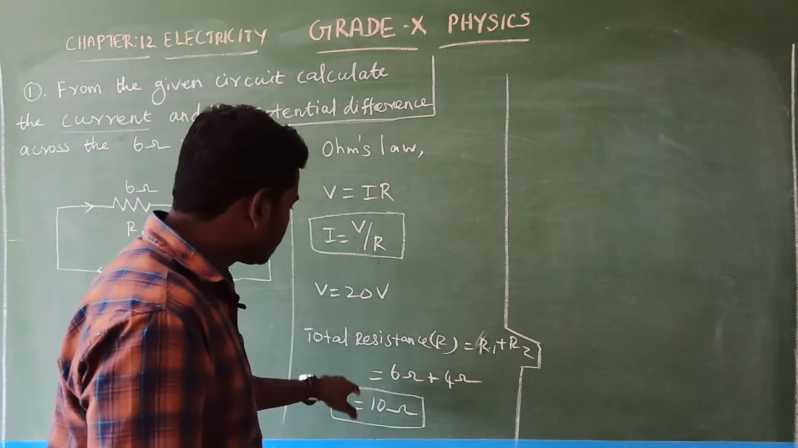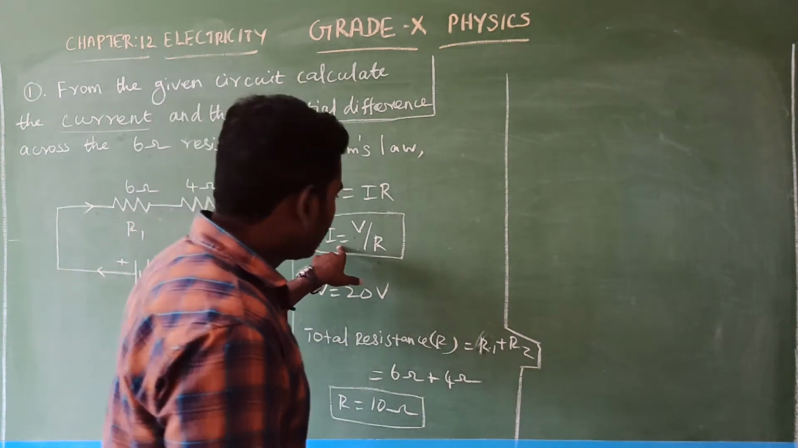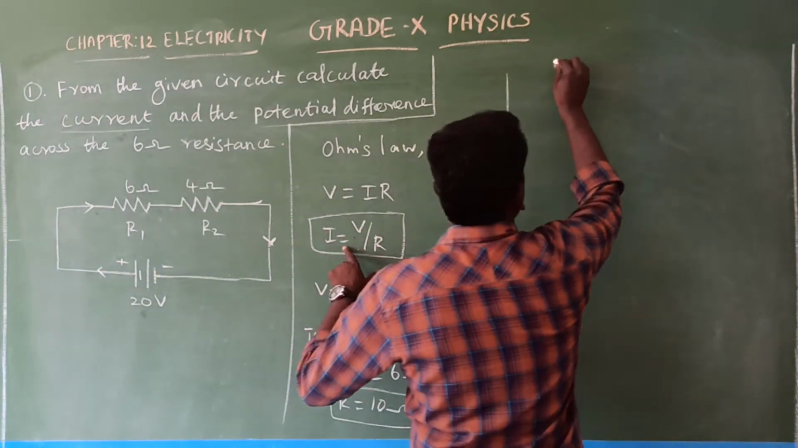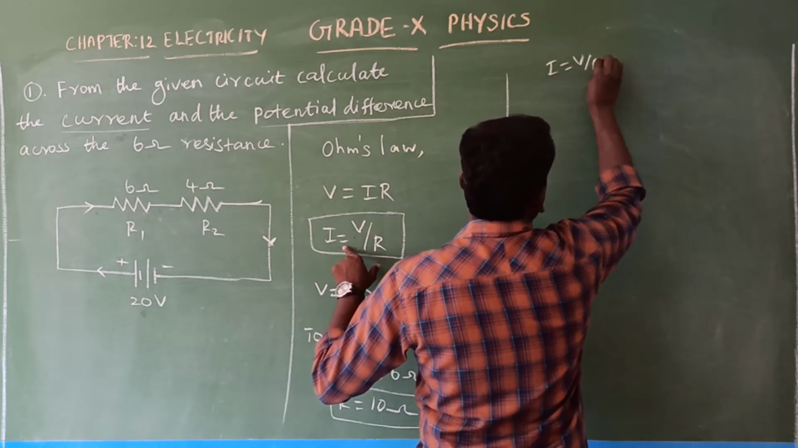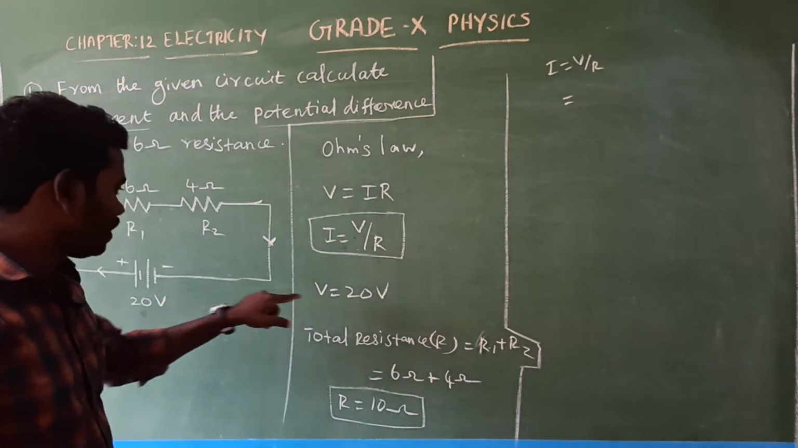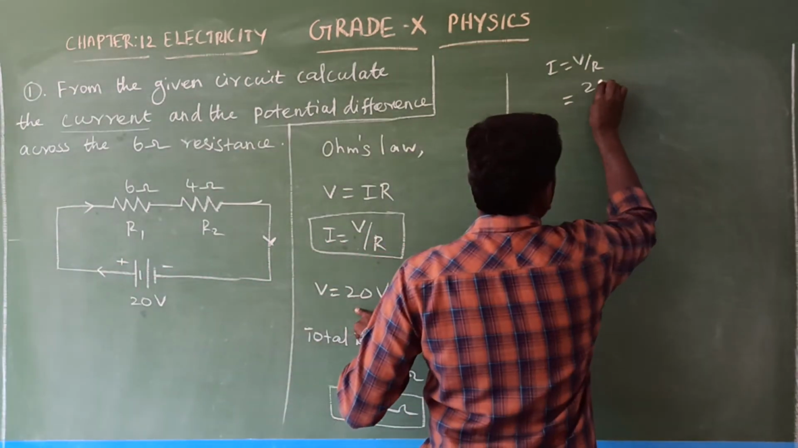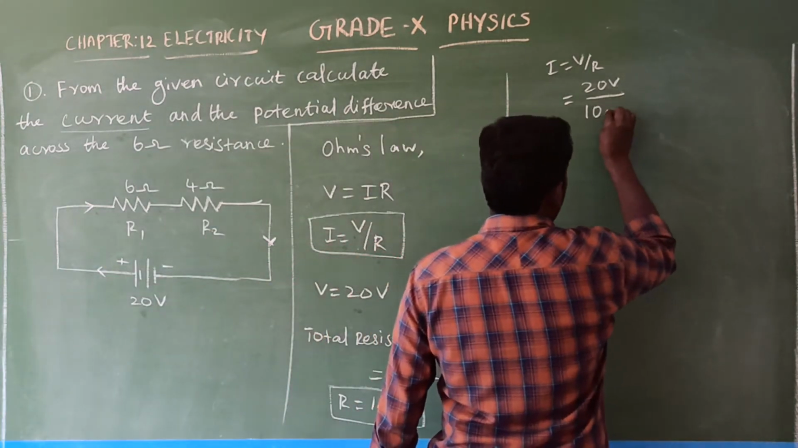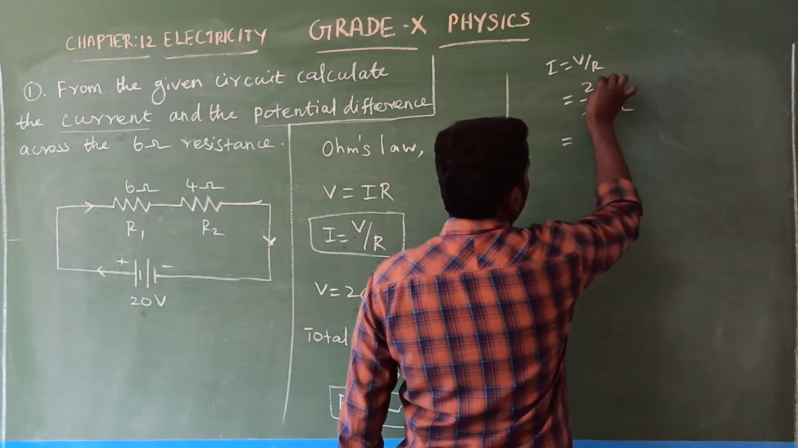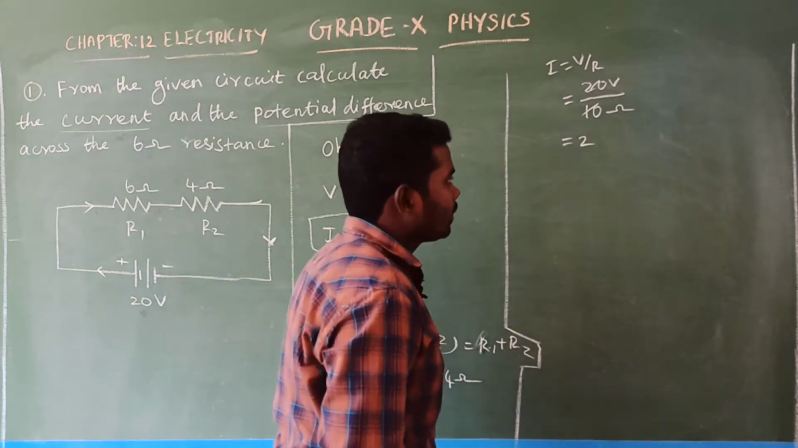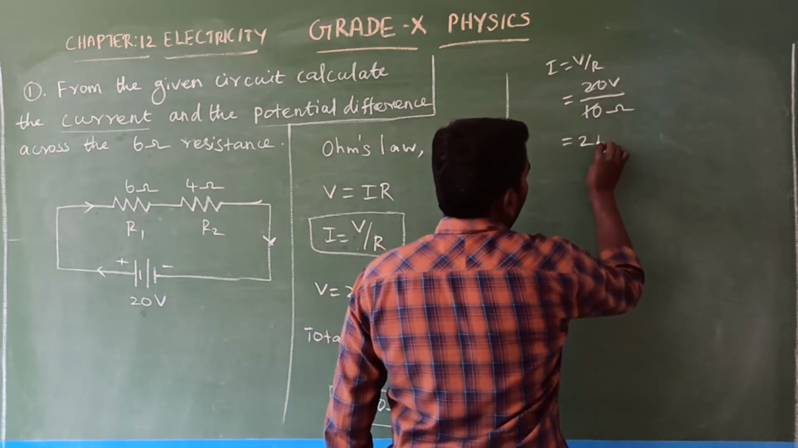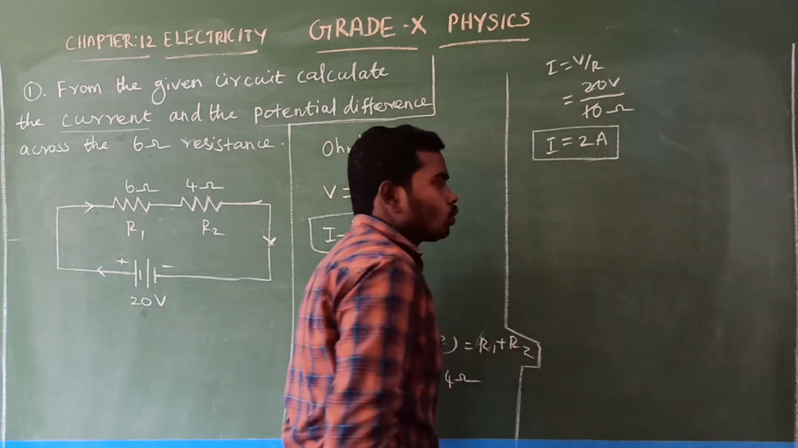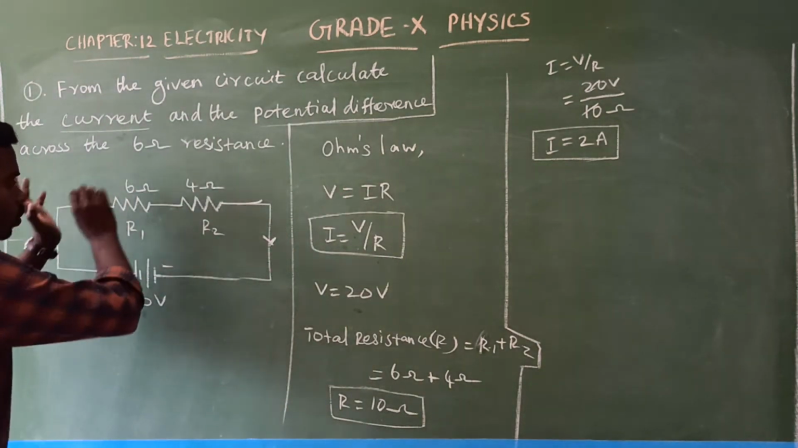Okay, yes. So substitute the V value and R value in the current equation. I equal to V by R. The V value is 20 volt, divided by the R value 10 ohm. So which is equal to how much? 2. Isn't it? Then voltage divided by ohm is equal to ampere. So how much current is flowing through the circuit? 2 ampere current is flowing throughout the circuit.